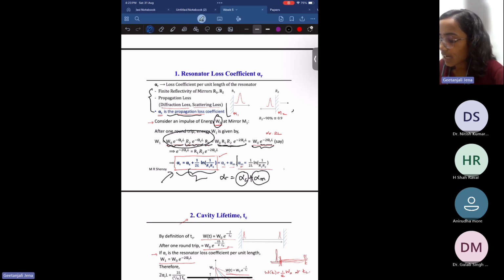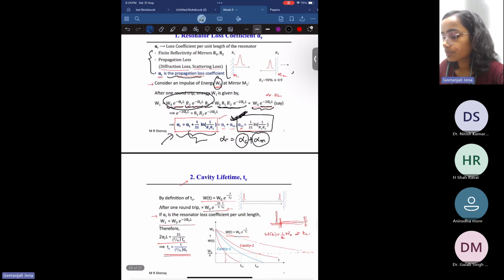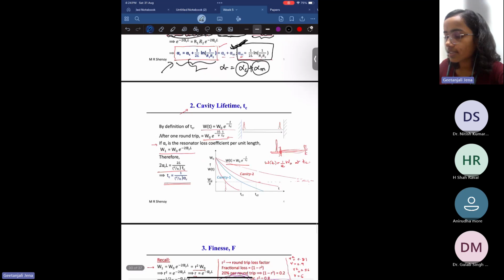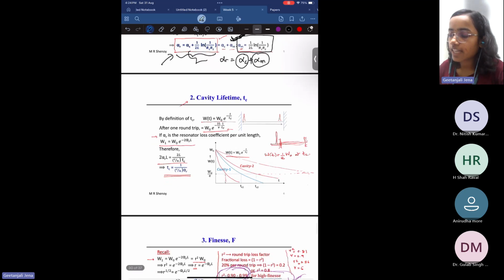And alpha M is the loss due to the finite reflectivity of the mirror, and you can write alpha M as 1 by 2L ln of 1 by R1 R2. Please remember this equation also, because there will be questions which depend on this equation. So this is all about the resonator loss coefficient and about the cavity lifetime, which is Tc.